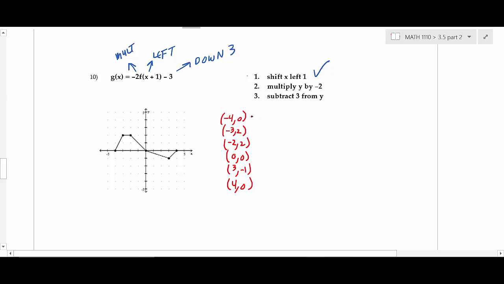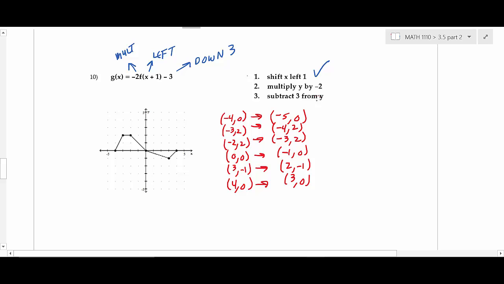I'm just going to start by taking everything to the left 1. I'm just going to do it this way, but again, you can bypass this. So that would be -5, 0. The next one would be -4, 2. -3, 2. -1, 0. 2, -1. And then 3, 0. So I just made all the x values go down 1.